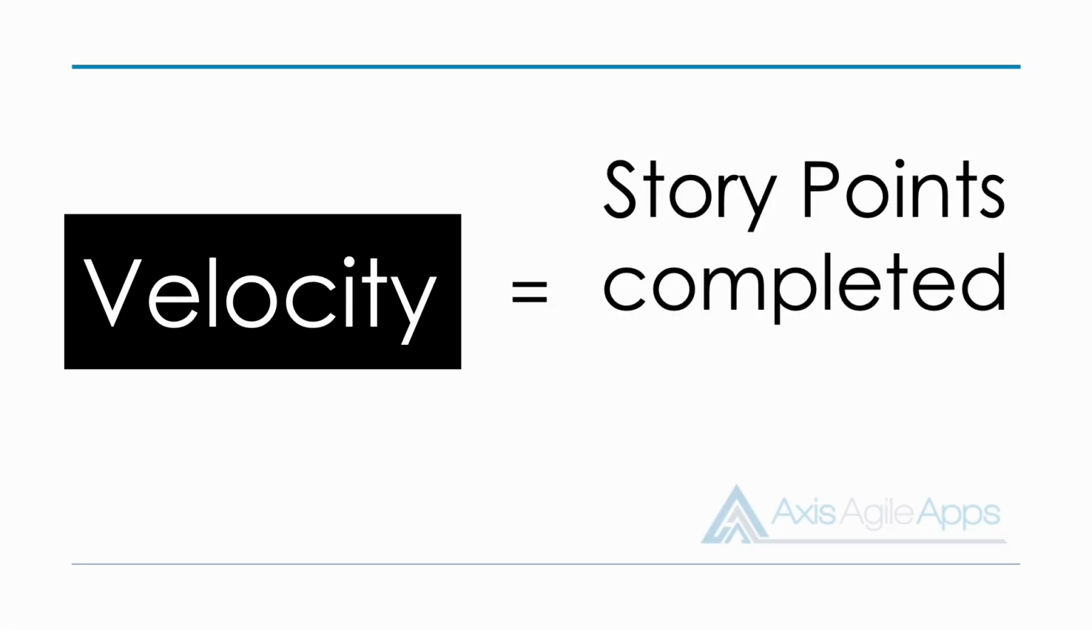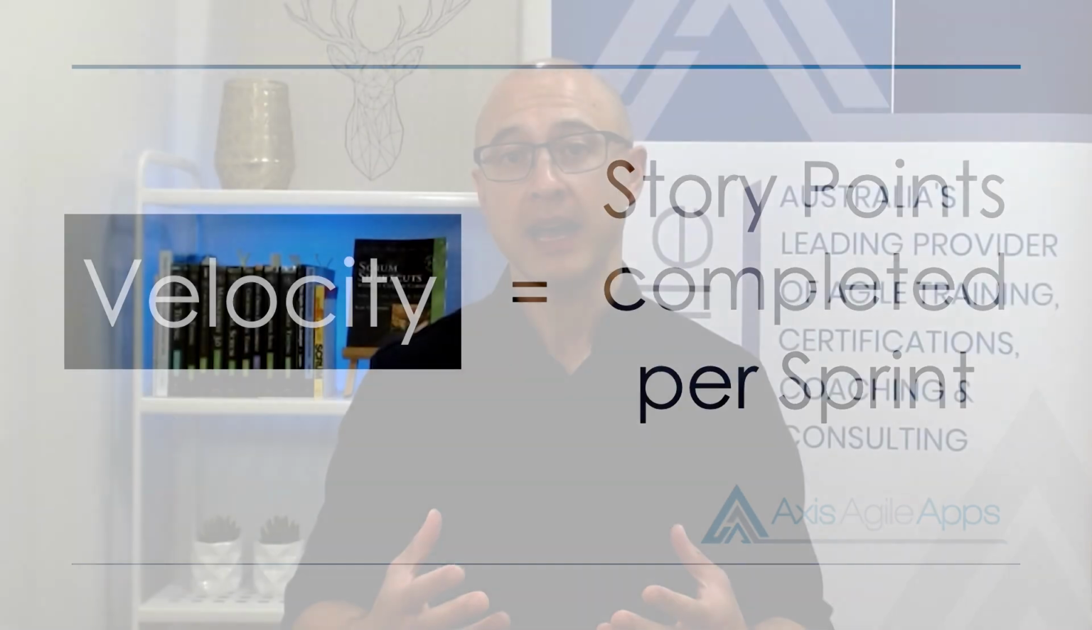So in summary, velocity is the number of story points a team completes per sprint. And we're going to use that value to determine how much the team will complete over future sprints. By doing so, we can then create a long-term release plan. So how do you use story points, velocity, and Jira to create a release plan? Well, that's what we're going to cover in the next video, so stay tuned for that.